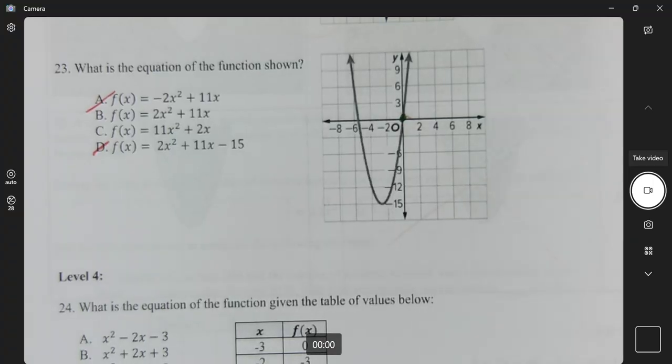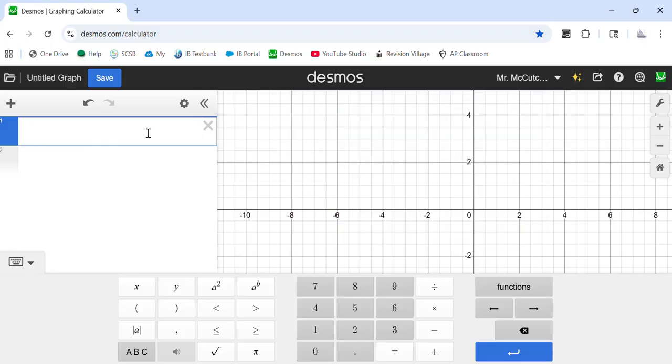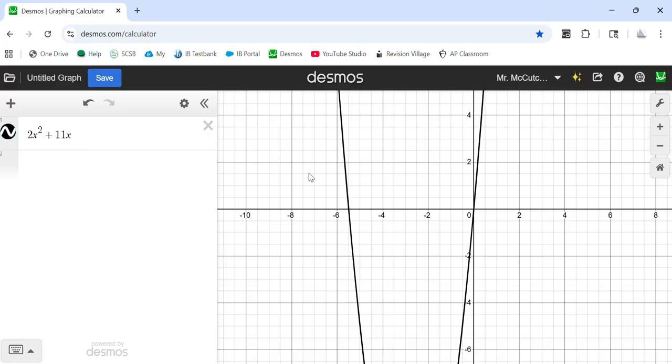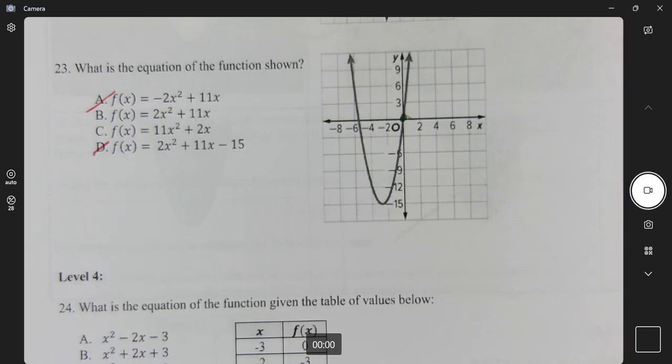Okay, 2x squared plus 11x, 11x squared plus 2x. Get rid of this. 2x squared plus 11x. Let's see if it's that one. Let's track our vertex. Looks like our vertex is at -2 and change, -15 and change. There it is. That's the answer.